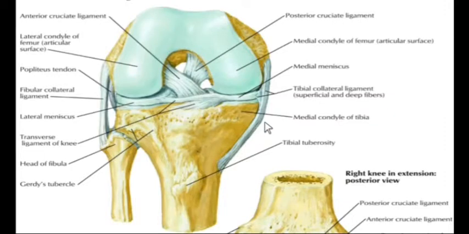Articular surfaces. The knee joint is formed by the condyles of the femur above, patella, which is not shown in this diagram, and inferiorly the condyles of the tibia. Now let's have a look about the ligaments of the knee joint. There are 10 ligaments and 2 menisci.